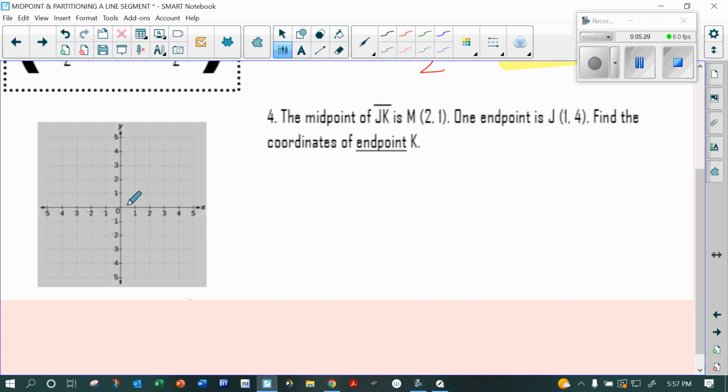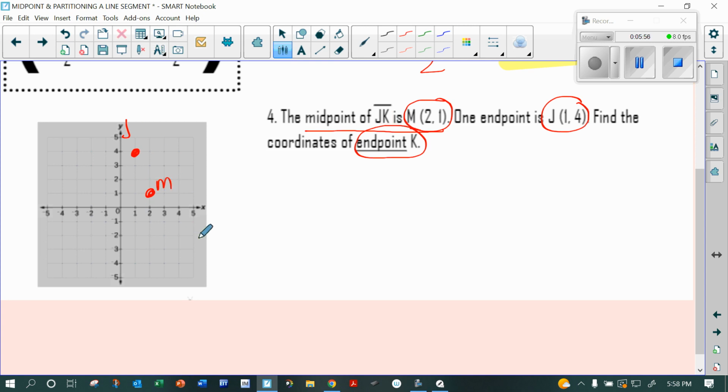So of the midpoint of JK, think about this. You've got a line JK, and they're telling you, hey, this is your midpoint. This right here is your midpoint. One of the ends is here, and they want you to find the other end. So let's plot this. So 2, 1, that's the middle. And 1, 4, that is the beginning.